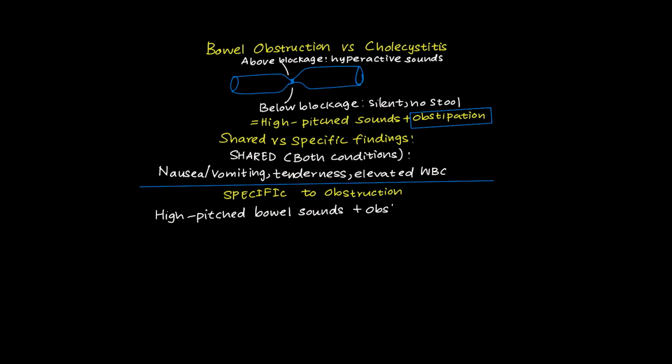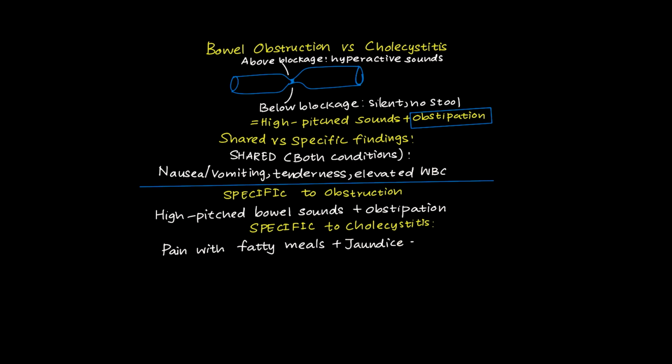Cholecystitis pain relates to fatty meals, and you might see jaundice, but the bowel sounds are typically normal. Nausea and vomiting occur in both conditions. Abdominal tenderness is non-specific. An elevated WBC shows inflammation, but doesn't point to one diagnosis over the other.